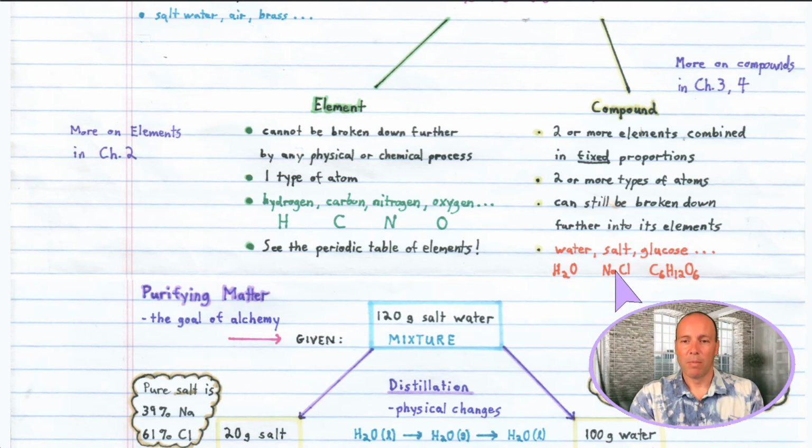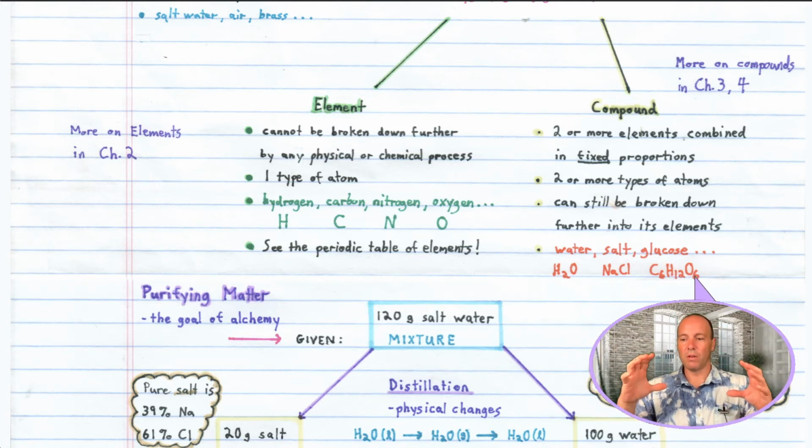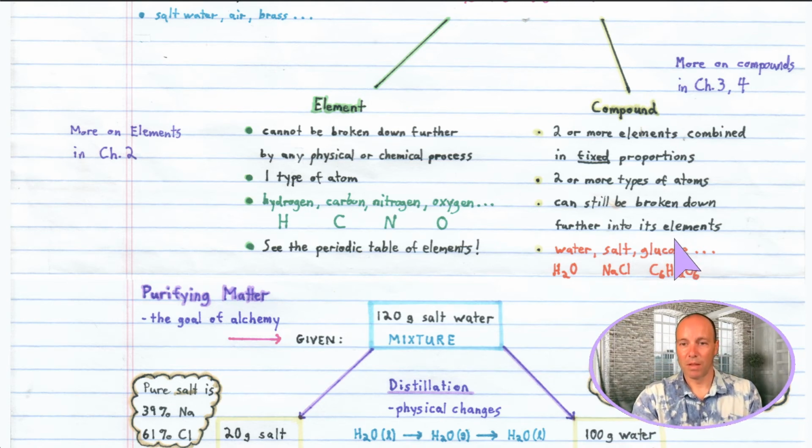Salt, the proportion of sodium to chlorine atoms in salt is 1:1. For every sodium, you have 1 chlorine. And glucose, there are 3 elements that make up glucose: carbon, hydrogen, and oxygen. Every molecule of glucose, it's a bigger molecule. Every molecule, if you were able to see inside of it, has 6 carbon atoms, 12 hydrogen atoms, and 6 oxygen atoms for every single molecule of glucose.